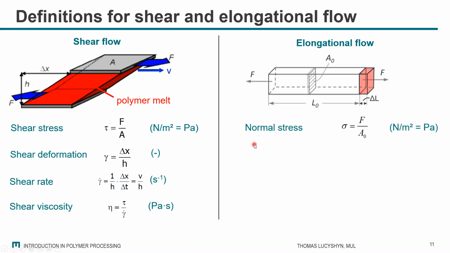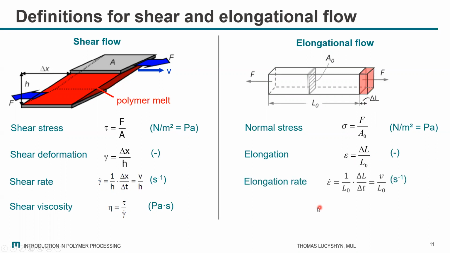Then we can define a normal stress. So contrary to the shear stress, now it's basically the same equation, but a different symbol. Typically we use sigma for a normal stress perpendicular to the surface, and it's once again the force divided by the surface. Same unit, same meaning. Then we can also define some kind of deformation, but now we have an elongation and not a shear deformation. Typically the Greek letter epsilon is used for that. And that's just delta L, so how much elongation is happening relative to the initial length L0.